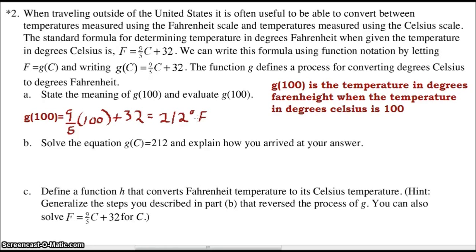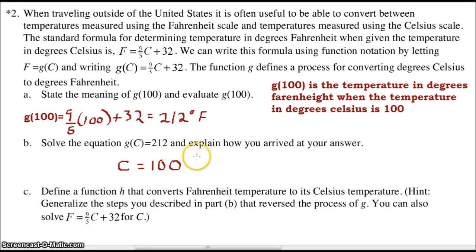Next, part B says, solve the equation g of c equals 212 and explain how you arrived at your answer. Well, we know that g of 100 equals 212 from part A, so we know that c equals 100 is our solution. We know that when the temperature is 212 degrees Fahrenheit, the temperature in Celsius will be 100 degrees.